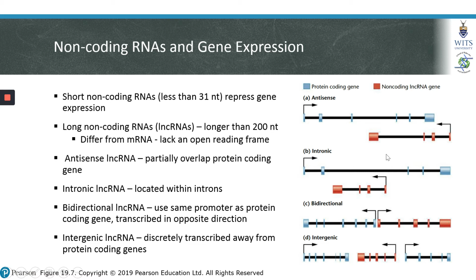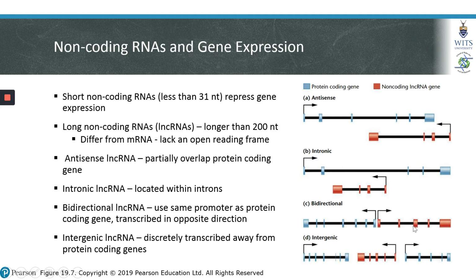So this diagram here is showing the position that long non-coding RNAs are transcribed from in the genome in relation to the protein coding genes that they regulate. The antisense long non-coding RNA is transcribed on the opposite strand of the protein coding gene in the opposite direction, and some of this long non-coding RNA's regions that are transcribed overlap with the regions that are transcribed into the protein coding gene. Intronic long non-coding RNAs are transcribed from regions that are located in the introns of protein coding genes. Bidirectional long non-coding RNAs are able to use the same promoter as a protein coding gene.